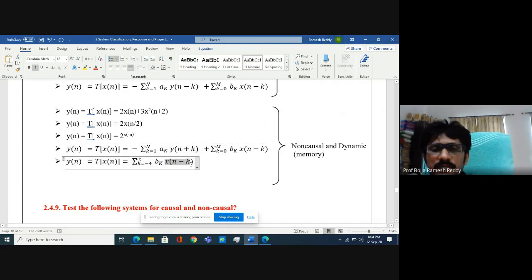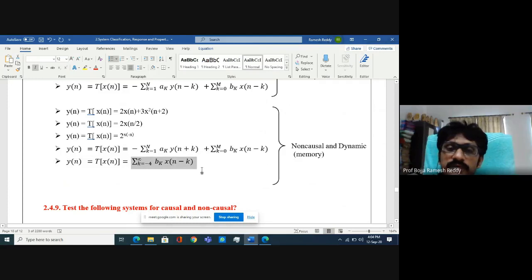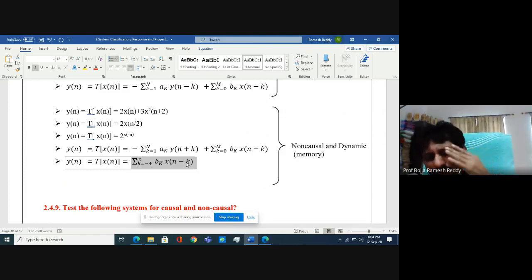This n minus k is past only, but in the summation we are taking k equal to minus 4 to infinity. Negative values, no. If we substitute k equal to minus 4 here, it will become x of n plus 4. x of n plus 4 is called future. Suppose the present output depends on future input or future output, such things are called non-causal. Non-causal means future, causal means no future. Only present and past in the case of causal. And dynamic means memory, simply memory is there, call it dynamic.